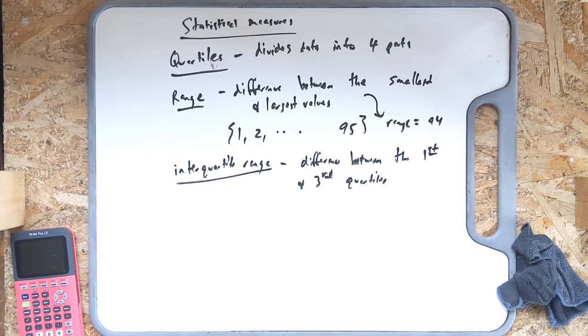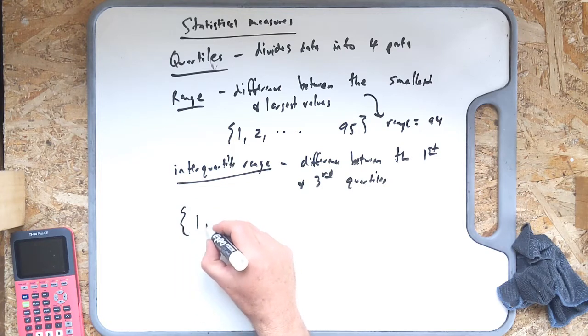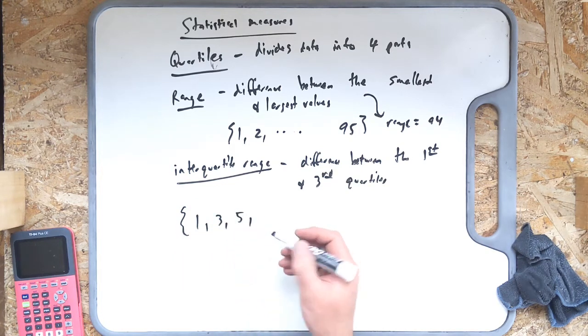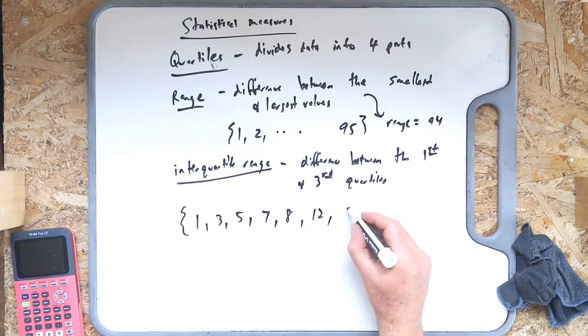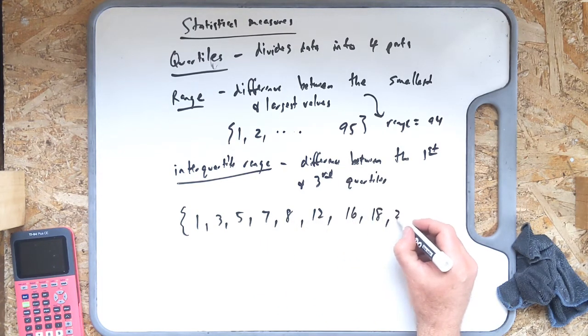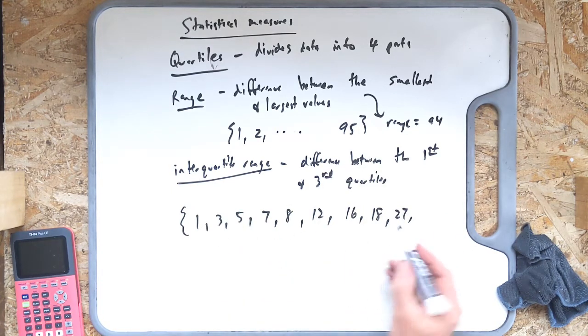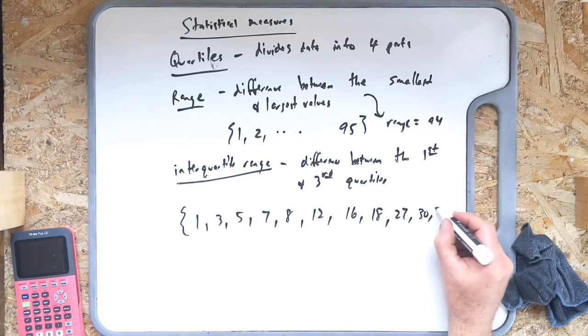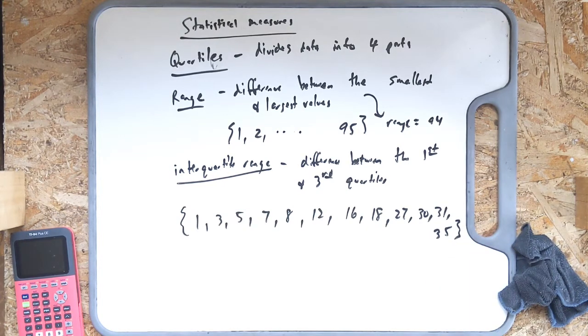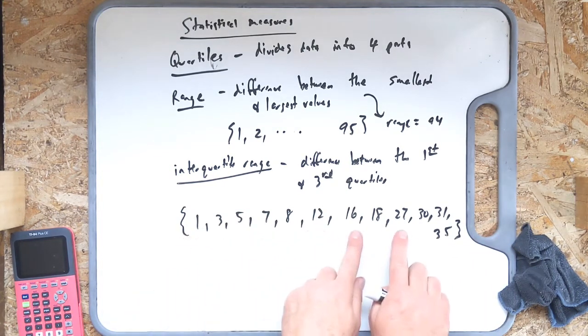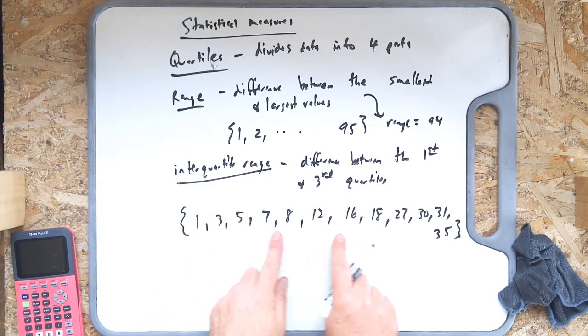Okay, let me give an example now. I'm just going to pick a random data set of 12 items. I'm going to put them in order so I don't have to reorder them: 1, 3, 5, 8, 12, 16, 18, 27. And let's do 3 more: 30, 31, 35. That is 12 pieces of data, if I did it right. 3, 6, 9, 12. Yes, 12 pieces of data.